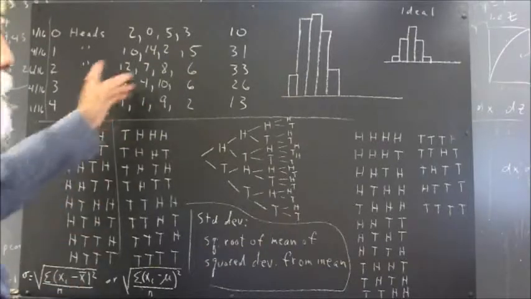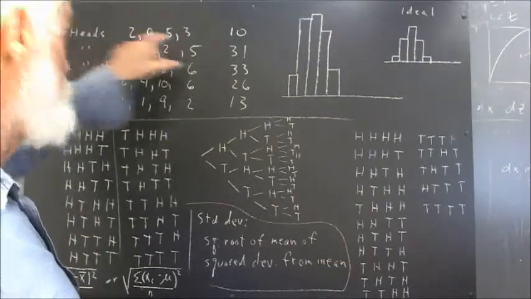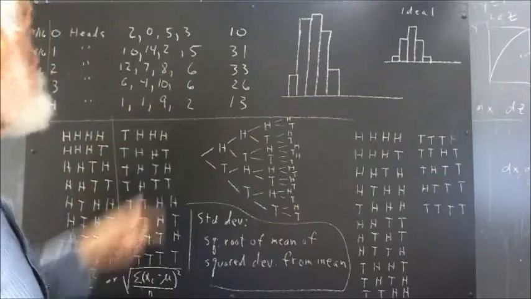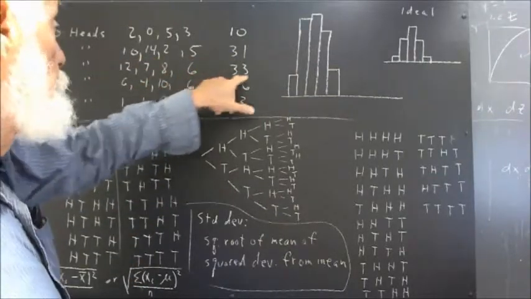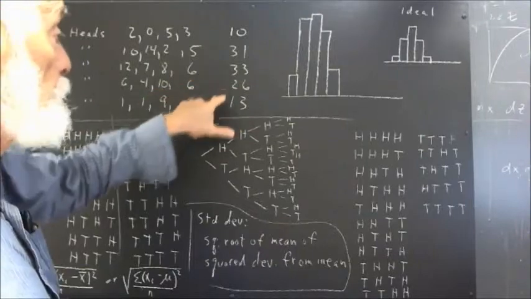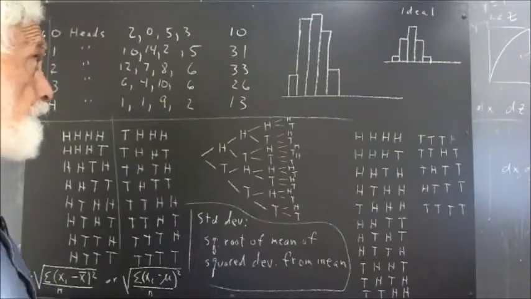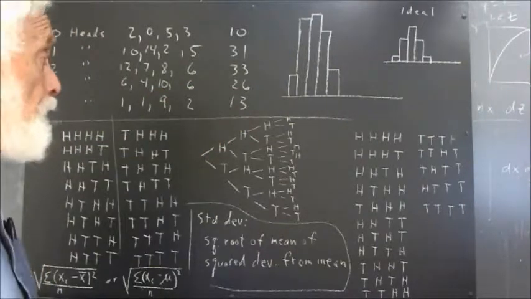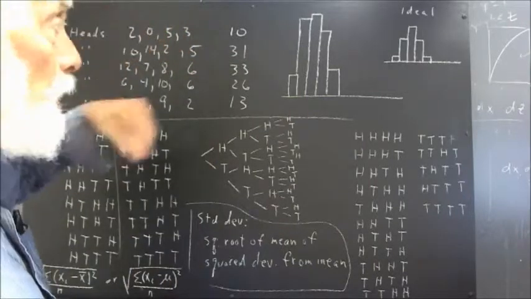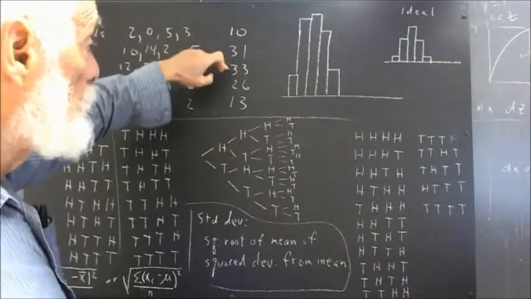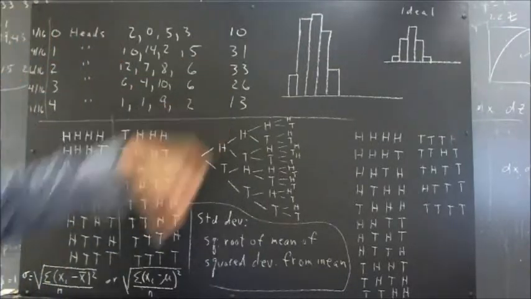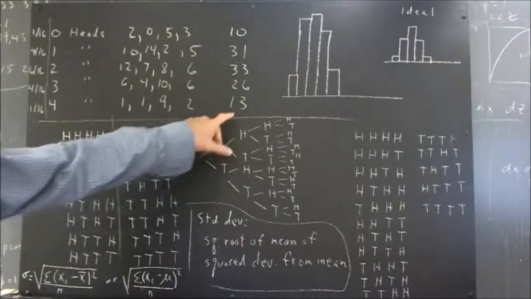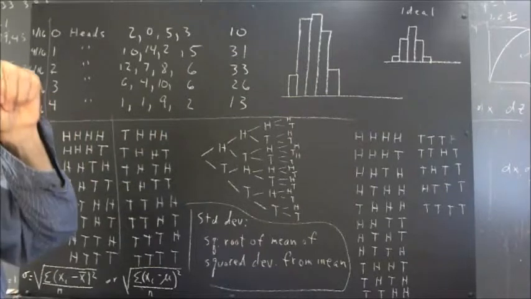When we total these up, we find that no heads occurred 10 times, 1 head 31 times, 2 heads 33 times, 3 heads 26 times, and 4 heads 13 times. Now that's out of, these add up, what, 10, 41, 74, 113. Yes, the number I had in mind. I wanted to add it up again to make sure. Out of 113 trials.